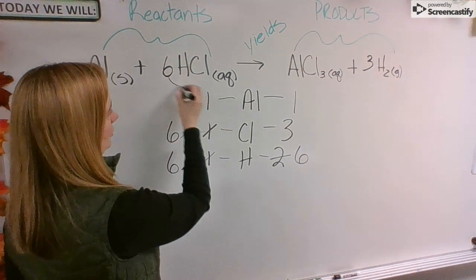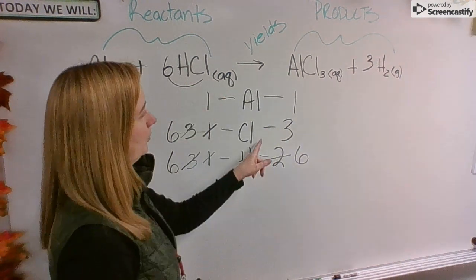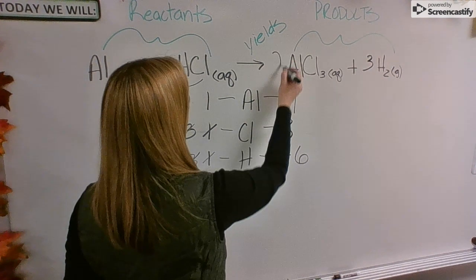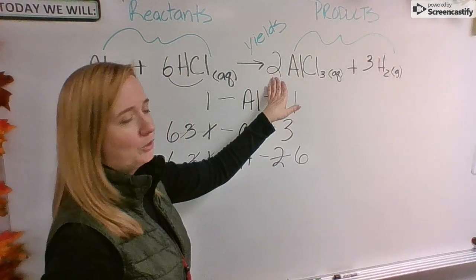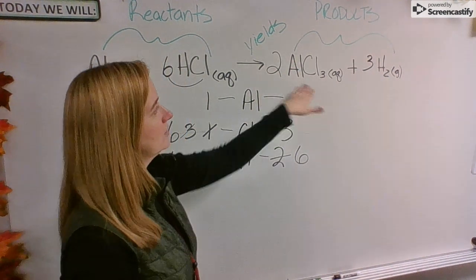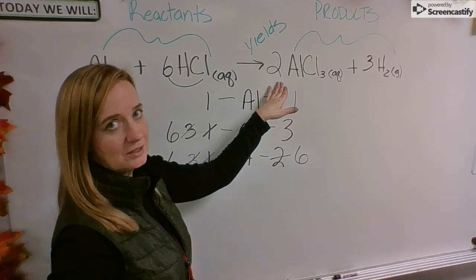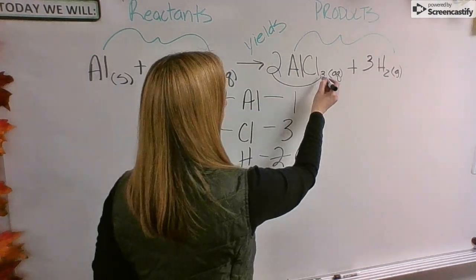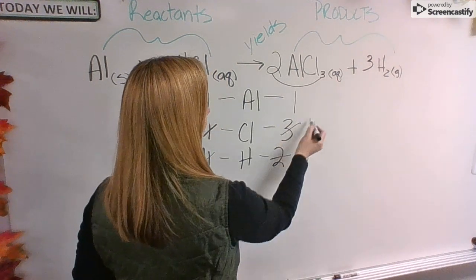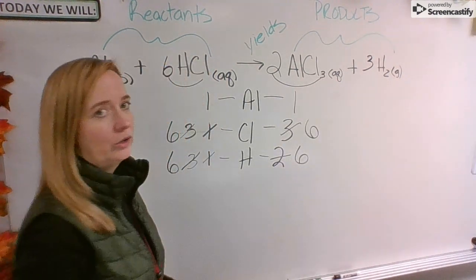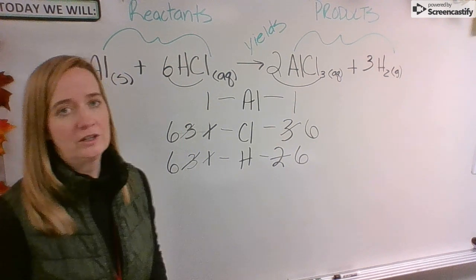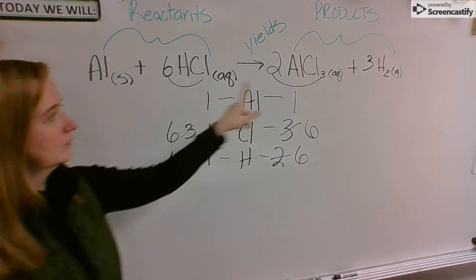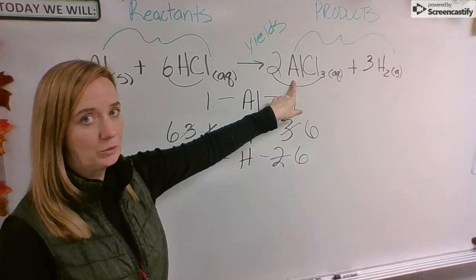It's already 6 because you distribute here, but over here I only have 3 chlorines. So now I'm going to multiply by 2 because the only way I can adjust the number of chlorines is by putting a large coefficient in front. So now that's 2 times 3 gives me 6 chlorine. So if we look at our entire equation, I now have 1 aluminum here. Oh, now I have 2 aluminums.